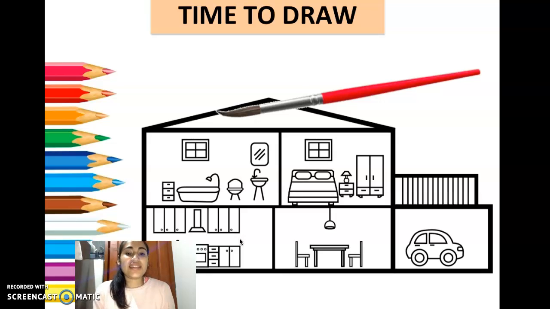Okay, now it's time to draw your house and the parts of the house. Then you have to share your drawings with your friends. You have to work in partners and ask each other questions like, where is the toilet? And the other has to answer, the toilet is in the bathroom. Where is the table? The table is in the dining room. And then you have to present to all the class your drawing and your favorite part of the house.